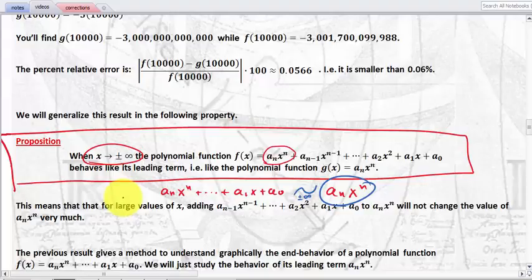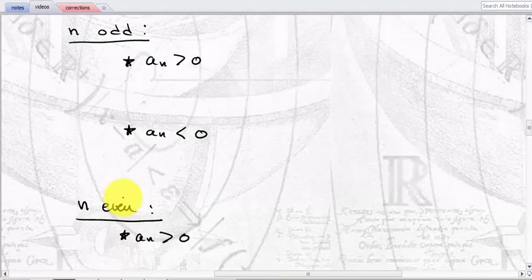Let's do that. Let's study what happens to the graph of a function as x approaches plus or minus infinity. So we need to look at 4 different cases. That's going to be one type of behavior depending on whether n is odd or even, and then the second depending on whether a_n is positive or negative. So there are 4 cases. Let's look at these 4 cases individually. Let's start with n odd.